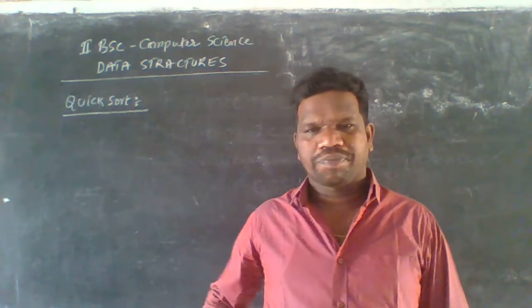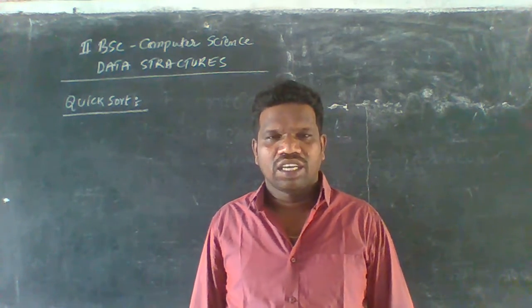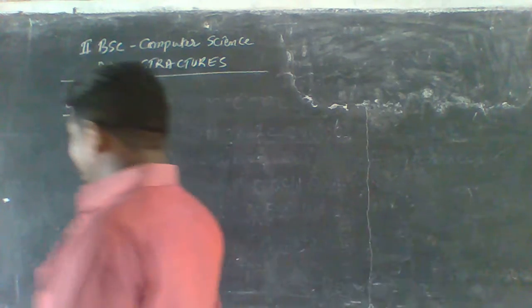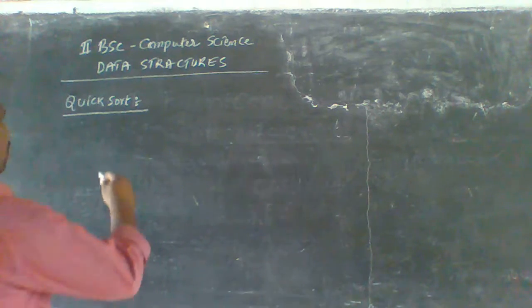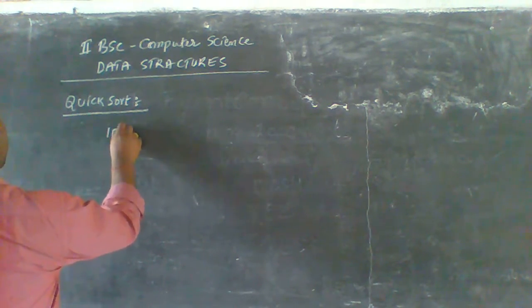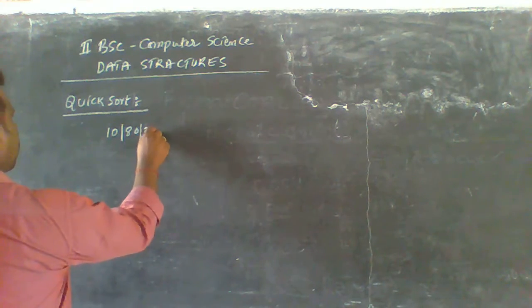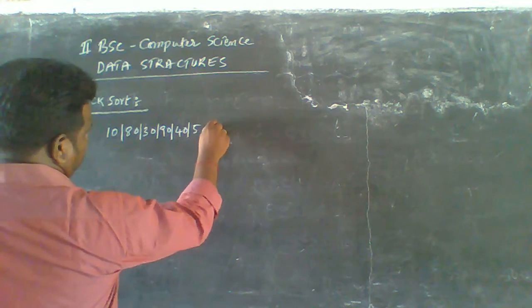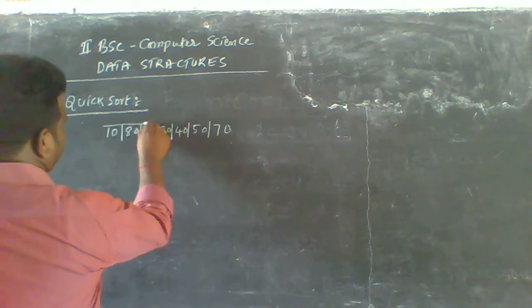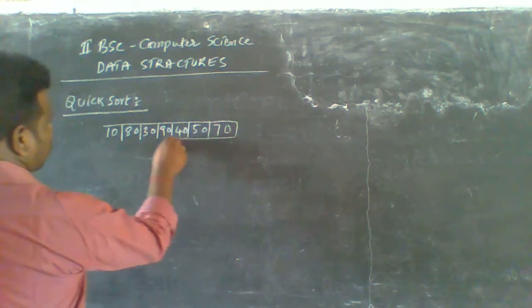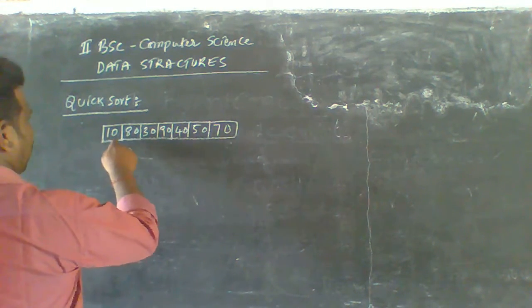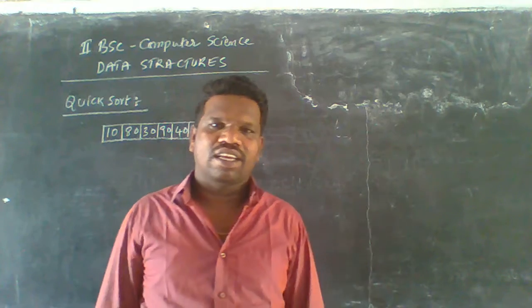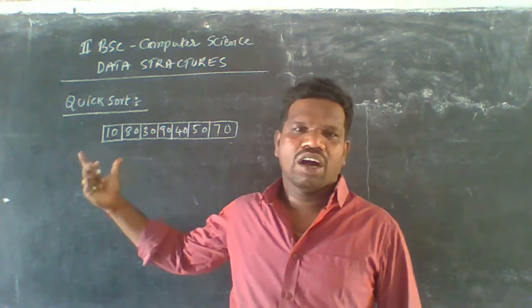Now I'm taking an unsorted list, which can be transformed into a sorted list. The values are 10, 80, 30, 90, 40, 50, 70. These are the unsorted list. In total we have taken 7 elements here.